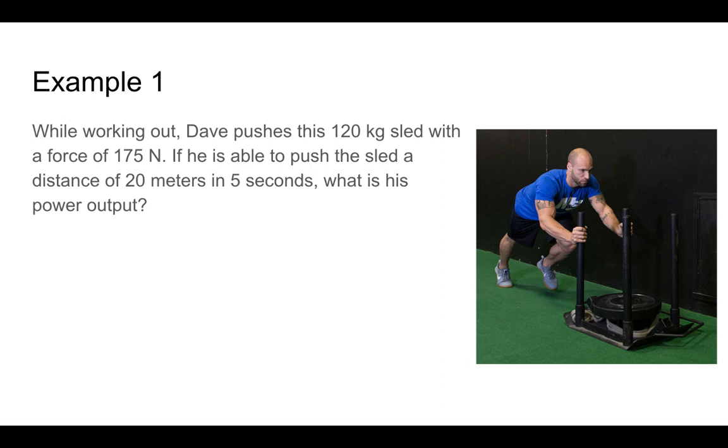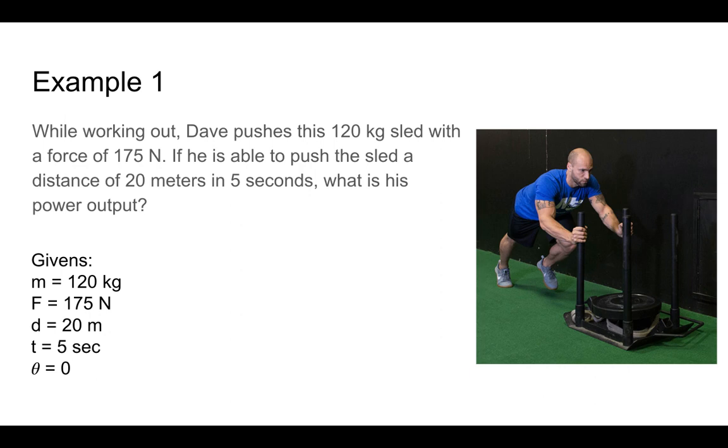All right, so example number 1: while working out, Dave pushes this 120 kilogram sled with a force of 175 newtons. If he is able to push the sled a distance of 20 meters in 5 seconds, what is his power output? So first and foremost, we're going to write down our givens. We know that Dave is pushing a 120 kilogram sled, so that's our mass, 120 kilograms, and his force, F, is 175 newtons. It also says he pushes the sled a distance, d, of 20 meters in a time, t, of 5 seconds, and we want to know what power is.